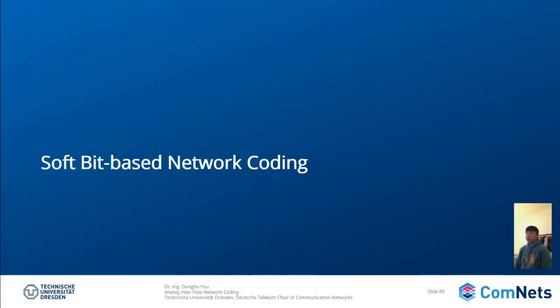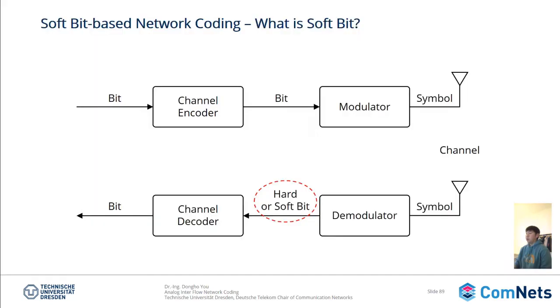Okay, let's talk about soft bit based network coding. As I said before, soft bit based network coding is a very special case of physical layer network coding. Actually, it cannot be used alone, so it must be jointly used with channel coding or modulation methods. Okay, first let's see what the soft bit is.